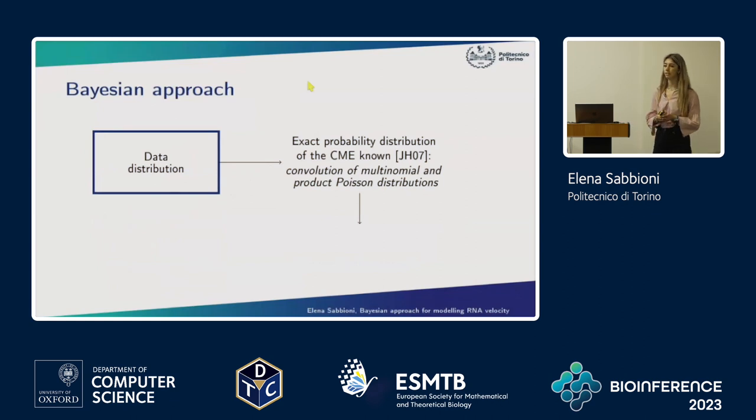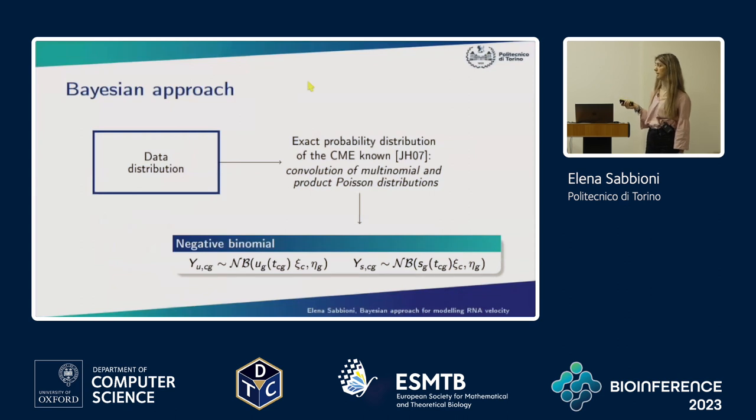Then to model the data, we exploit some results coming from chemical reaction network theory. We know that the solution of the chemical master equation associated to our network is known. We have the exact probability distribution both in the steady state and in the transient part. And it's a convolution of multinomial and product of Poisson distributions. And therefore, in order to take into account additional sources of variability, we use a negative binomial distribution to model both the unspliced and the spliced observations.